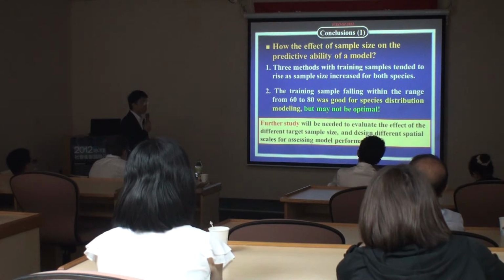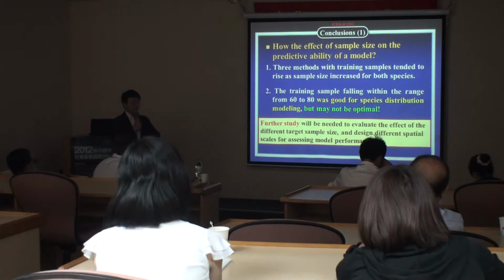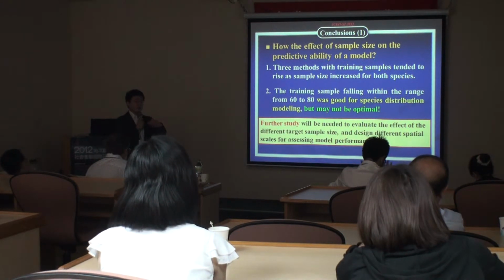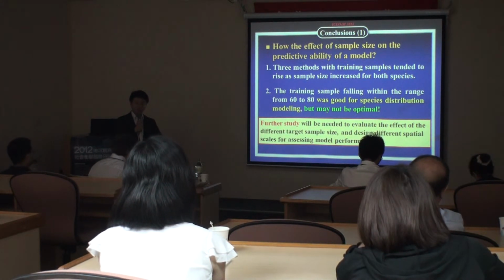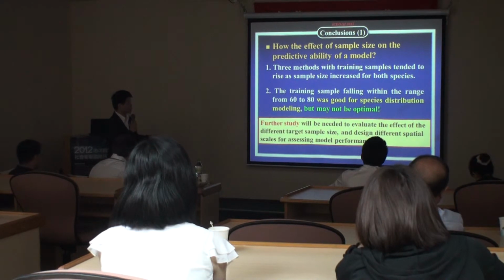At that point we may need to check in future studies, since we still need to increase our sample size beyond 122, because species samples are very hard to get. We also will make other different spatial patterns in the sampling design to check that point.